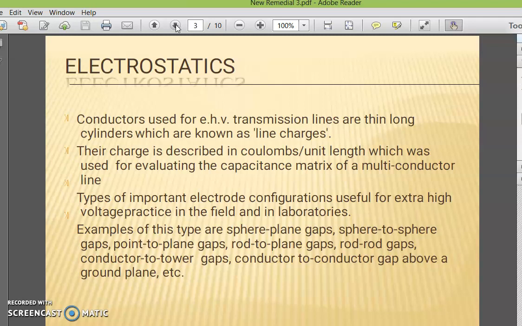Their charge is described in coulombs per unit length, which is used for evaluating the capacitance matrix of a multiple conductor line. Types of important electrode configuration useful for extra high voltage practice in the field and laboratory. Examples of this type are sphere-plane gaps, sphere-to-sphere gaps, point-to-plane gaps, rod-to-plane gaps, rod-to-rod gaps, conductor-to-tower gaps, conductor-to-conductor gaps, above a ground plane, etc.